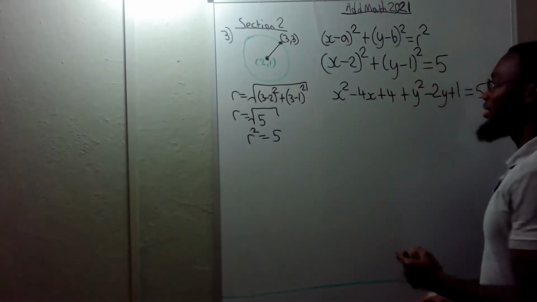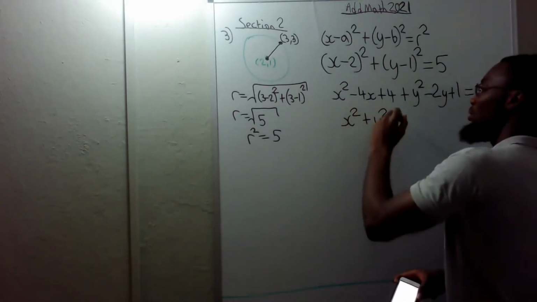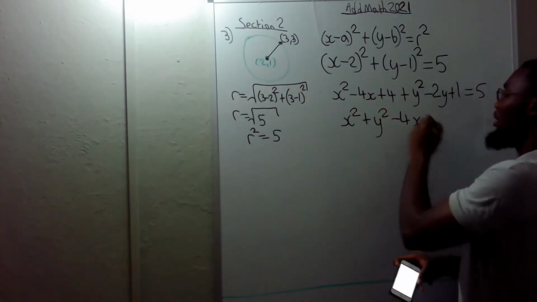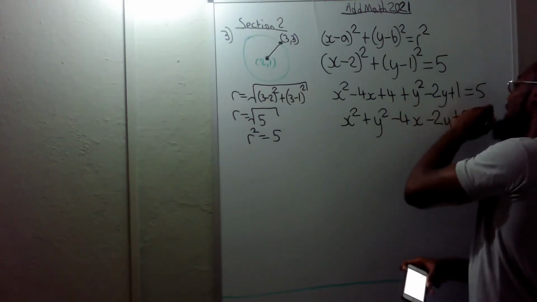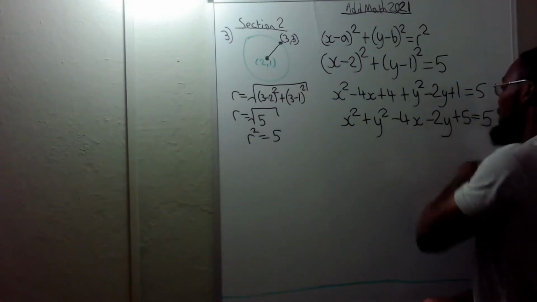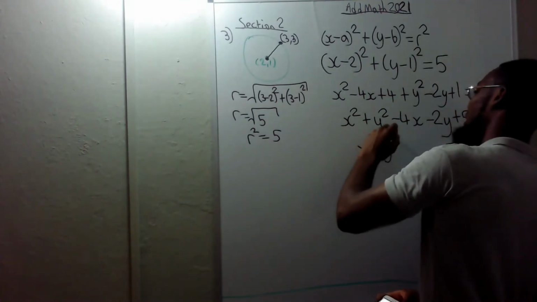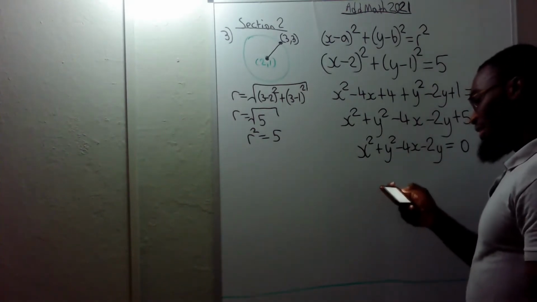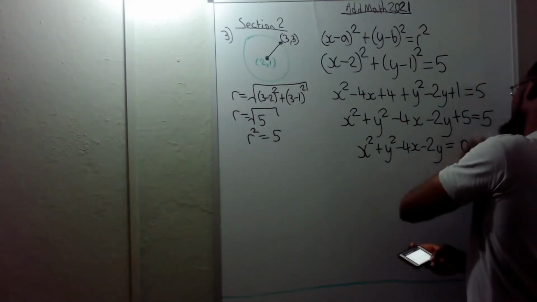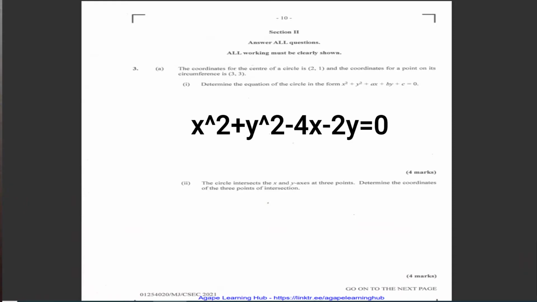5. So guys, group the squared terms first, x squared plus y squared. This becomes minus 4x minus 2y. Now guys, 4 plus 1 is 5, equals 5. But guys, if you bring this 5 over here, that becomes 0. So we get x squared plus y squared minus 4x minus 2y equals 0. That's the 4 marks. That's the answer. Hope we all got that 4 marks. Nice. That's part 1.